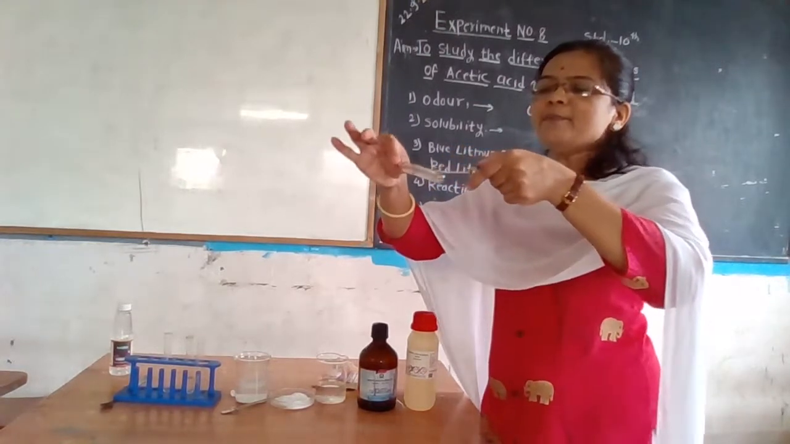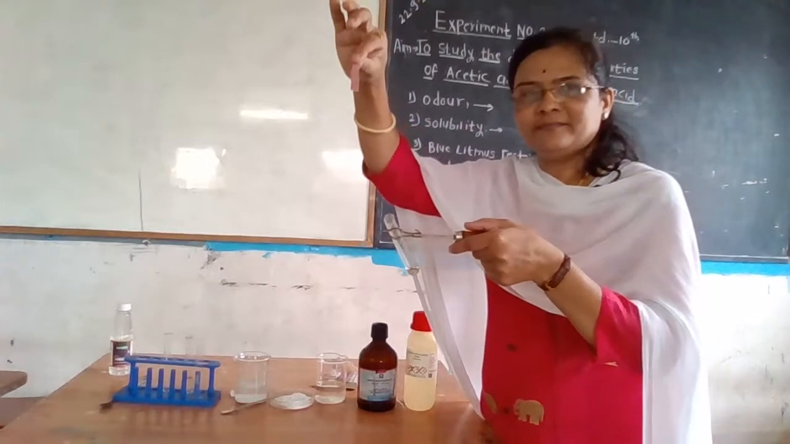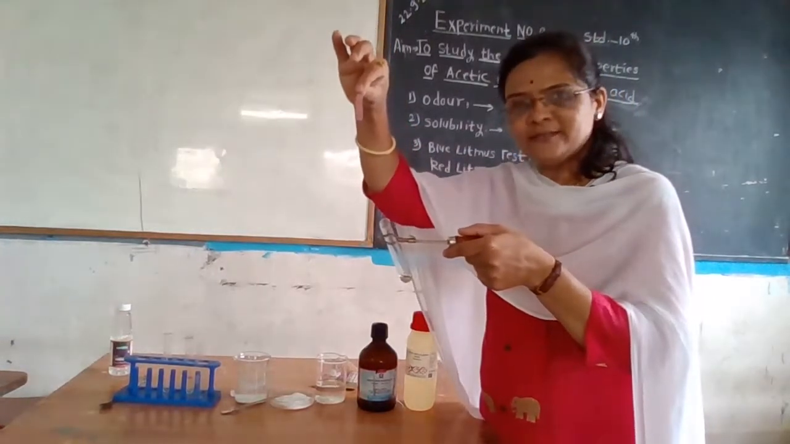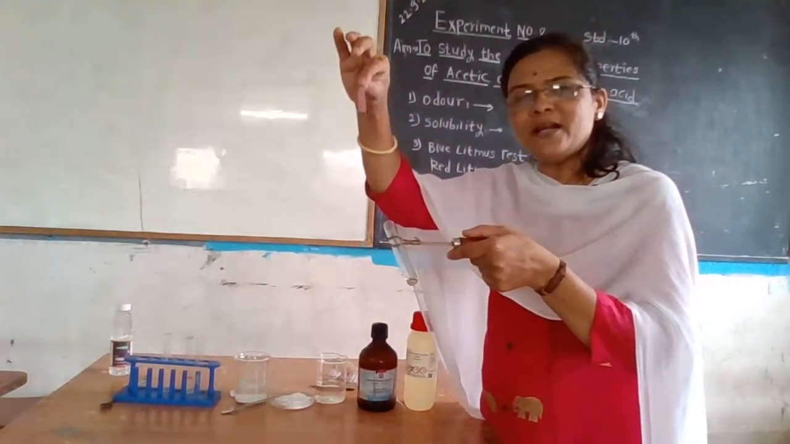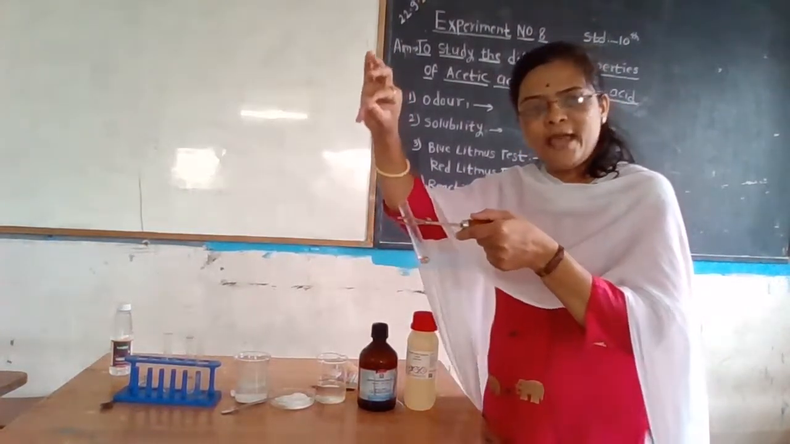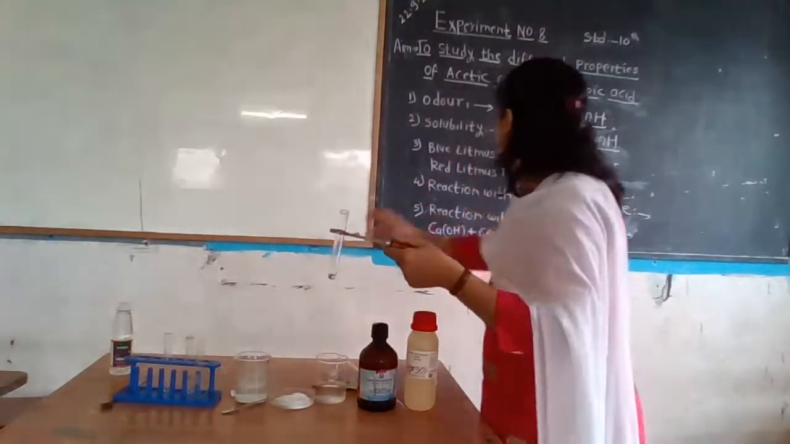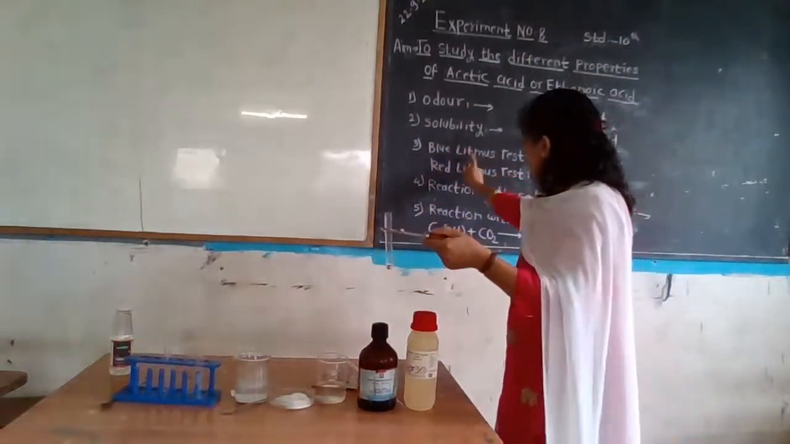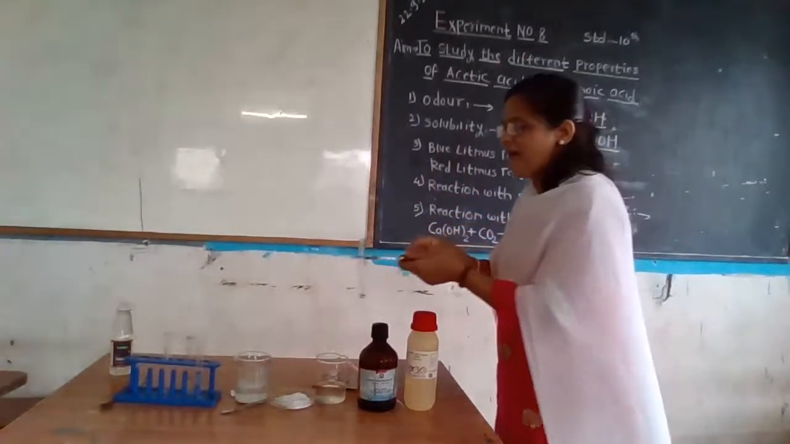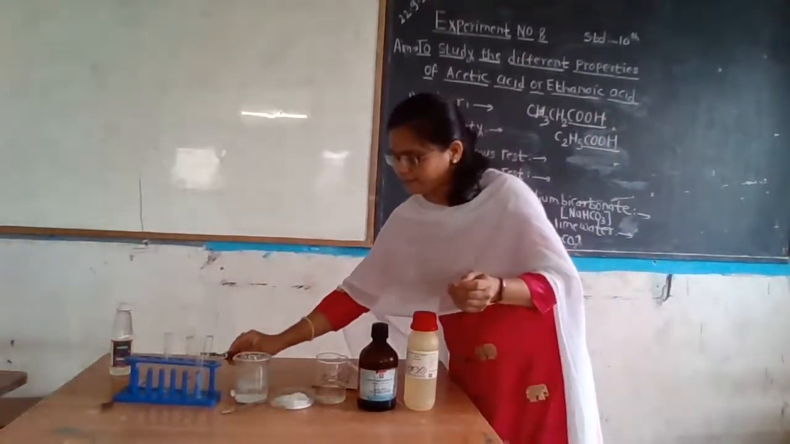See, the red litmus paper retains red. Are you observing? The red litmus paper retains red. That is, this is not a base. The given solution is acid, and acetic acid is a weak acid. The next reaction is the reaction with sodium bicarbonate.